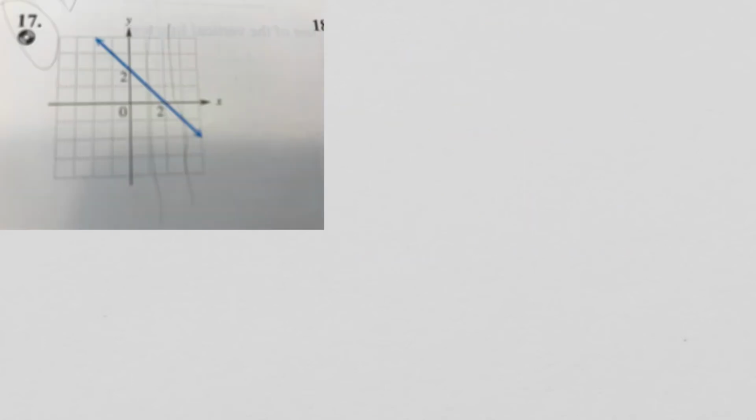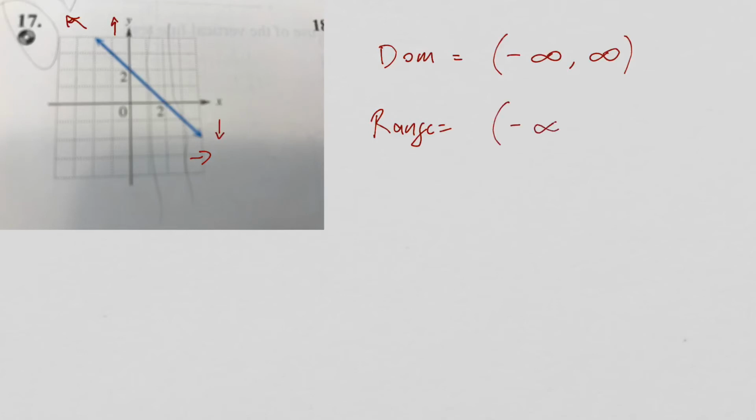Okay, the domain value, because this arrow is going forever to the left and forever to the right, the domain is equal to -infinity to infinity. The range, because this is forever going up and this is forever going down, is also -infinity to infinity. This is a function, and the easiest way to tell is because you can use the vertical line test, and it shows that any single vertical line can only intersect at most in one place. So it is a function.